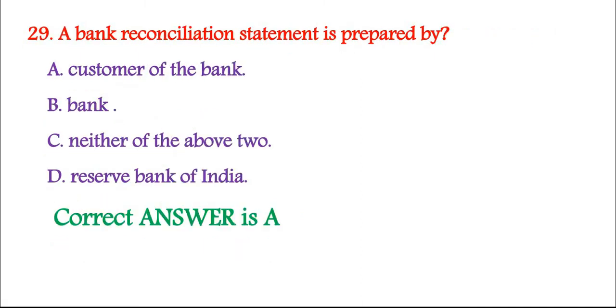29. A bank reconciliation statement is prepared by: A. Customer of the bank. B. Bank. C. Neither of the above two. D. Reserve Bank of India. Correct answer is A.